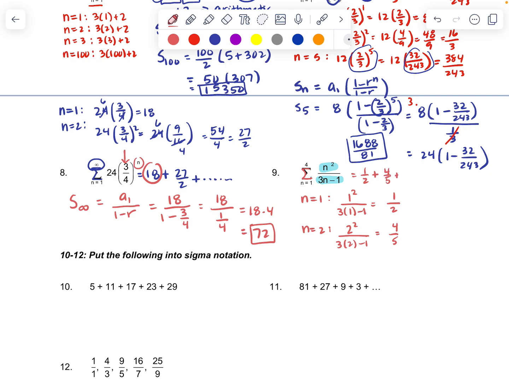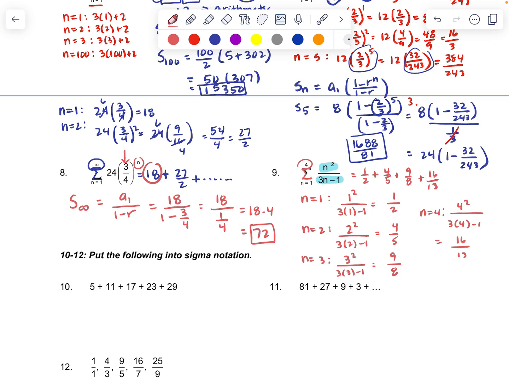Okay, got to do it again. If n equals 3, I'm going to get 3 squared over 3 times 3 minus 1. So that's 9 over, let's see, 8, plus 9 over 8. And then last but not least, I'm going to end at 4. So if n equals 4, I'm going to plug that into it. So I get 4 squared over 3 times 4 minus 1, which gives me 16 over 13. So that's plus 16 over 13. Now look, that is the expanded form. I'm kind of done here, right? So all I really have to do is now add these fractions up.